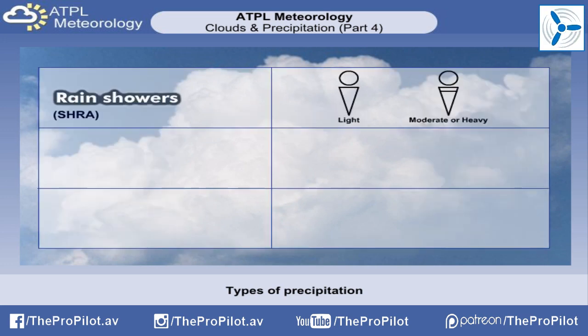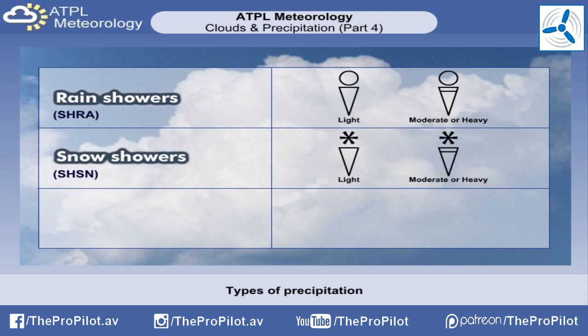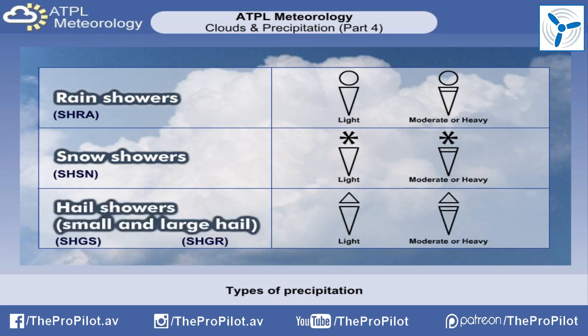Rain showers, or SHRA, have these symbols. Snow showers, or SHSN, are represented like this. SHGR are showers of hail, and SHGS, small hail, hail with a diameter of less than 5 millimeters. These are coded like this.